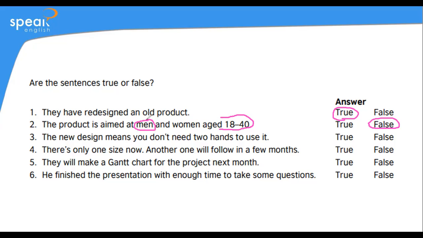All right. Good. What about number three? The new design means you don't need two hands to use it. That is true. It is true, right? Very good. Now, number four says, there's only one size now. Another one will follow in a few months. Is it true or false?